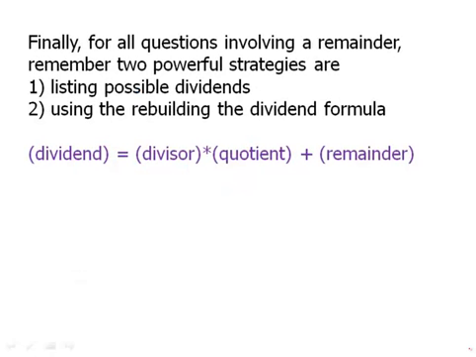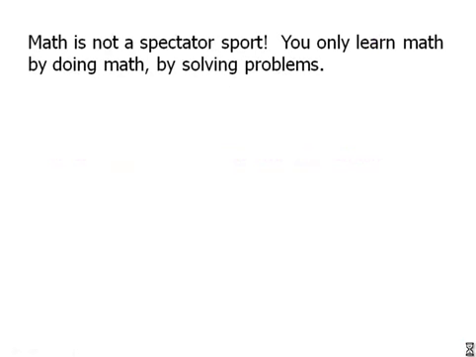Finally, for all questions involving a remainder, remember two powerful strategies. One is listing possible dividends, for example, listing all the dividends that when divided by 6 could have a remainder of 3, something like that. And the other one is using the rebuilding the dividend formula, which is given here in verbal form.